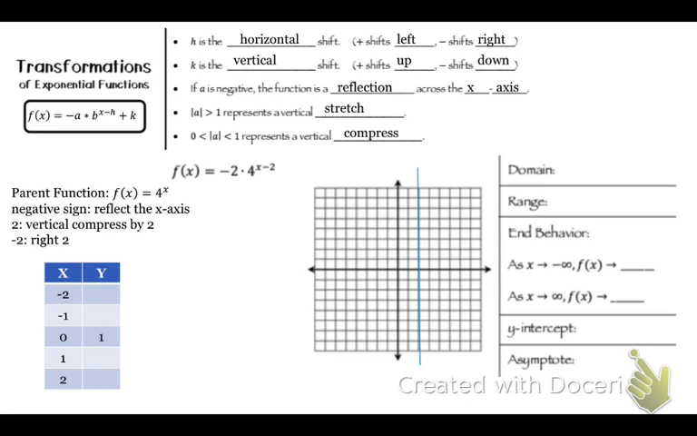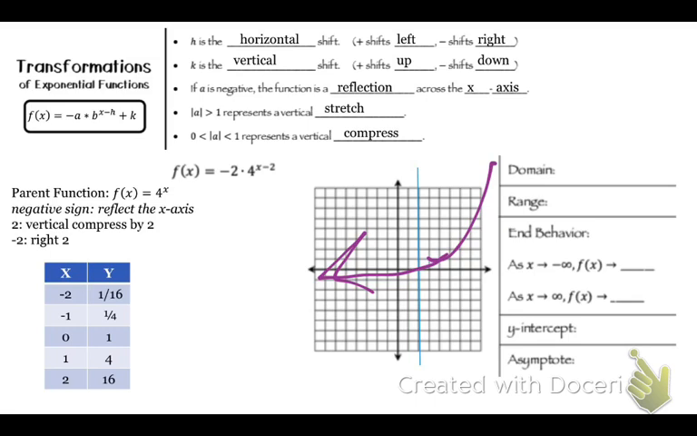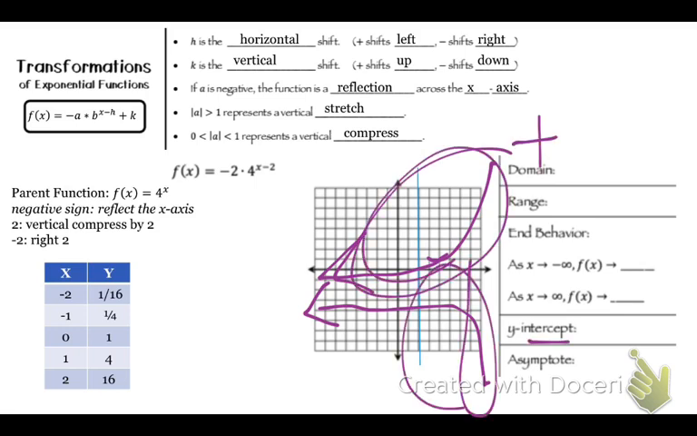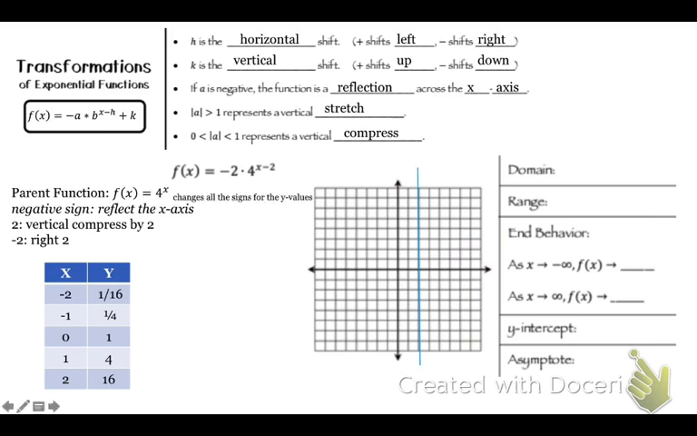So 0 power is 1, 4 and 16, 1/4, 1/16. But to reflect the x-axis, so normally all of our points are going to be up here, right? But we're reflecting the x-axis, so that's going to flip it down, so it's actually going to be down here. So that means that our y values went from being positive to now being negative. So we just need to switch the signs of all of our y values. So that's going to be negative 1/16, negative 1/4, negative 1, negative 4, negative 16.